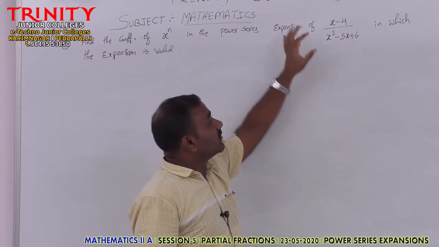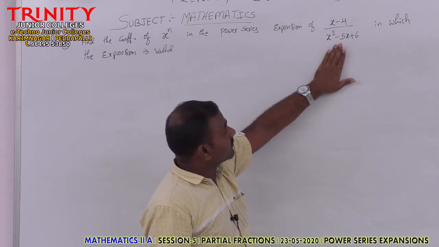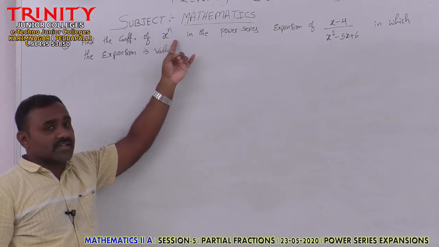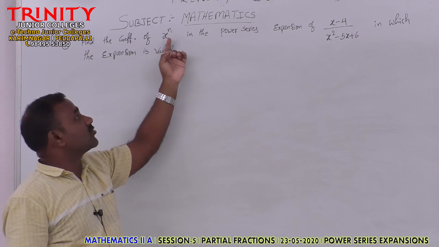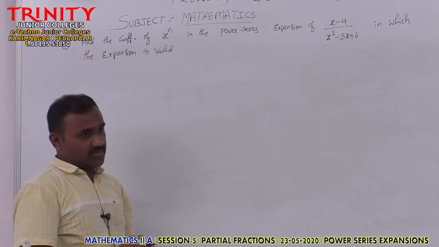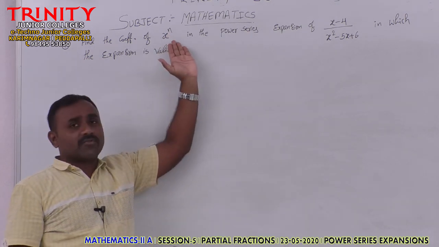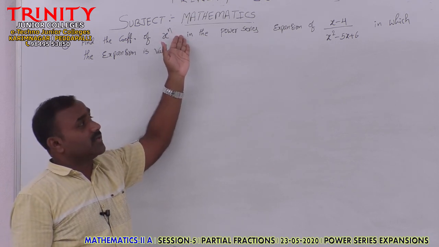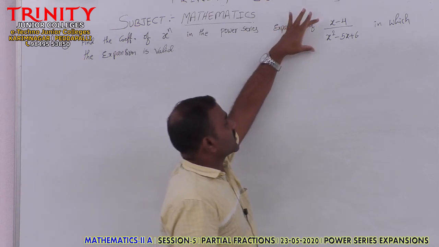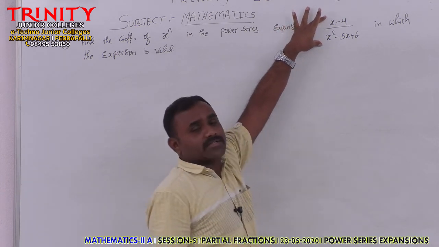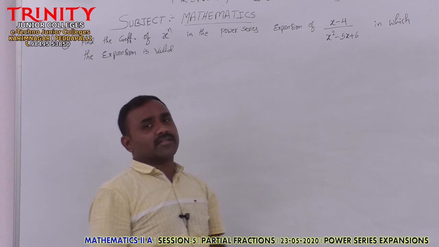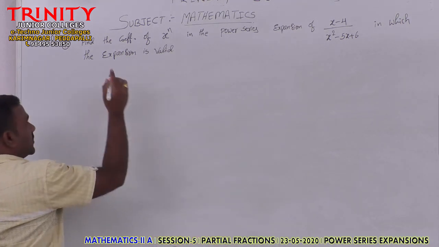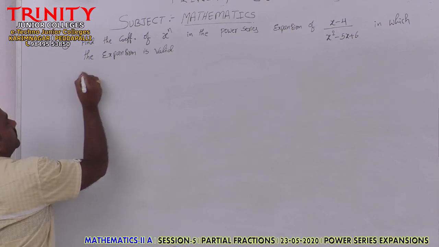But here we don't have the denominator as a product of factors, it is a quadratic polynomial, and there we had just the x power 4 coefficient. Here we have to calculate the x power n coefficient, whatever it may be, whether x power n, x cube or x power 5. First we have to split this fraction into partial fractions and express it in the power series expansion. Now how to express the fraction into partial fractions?